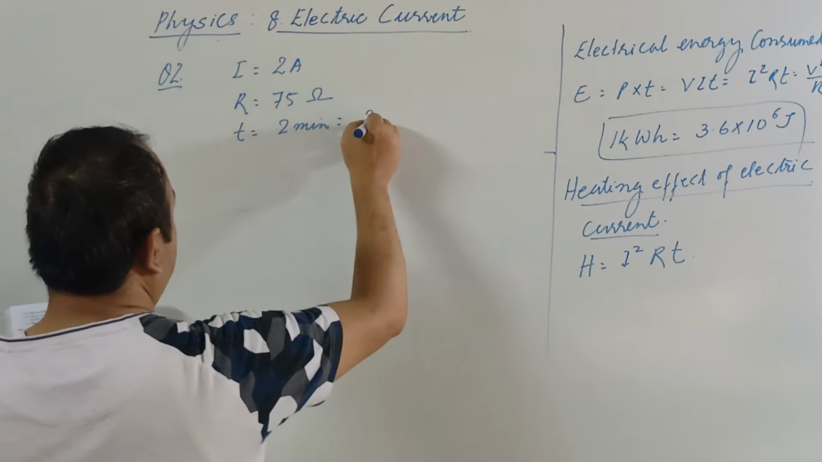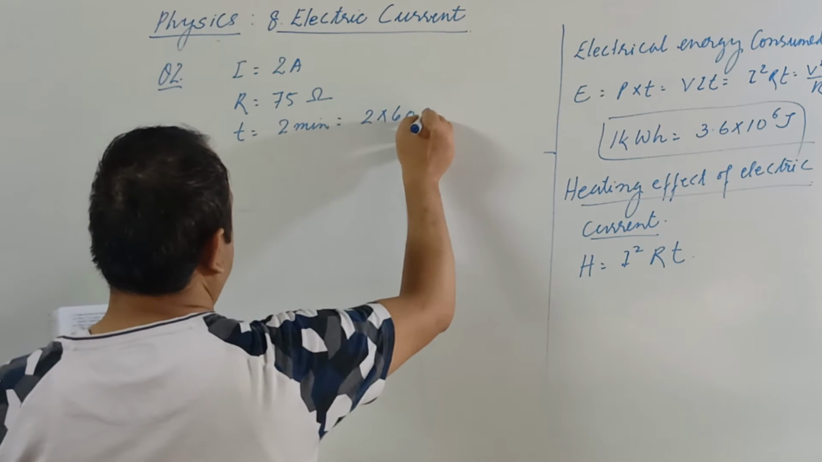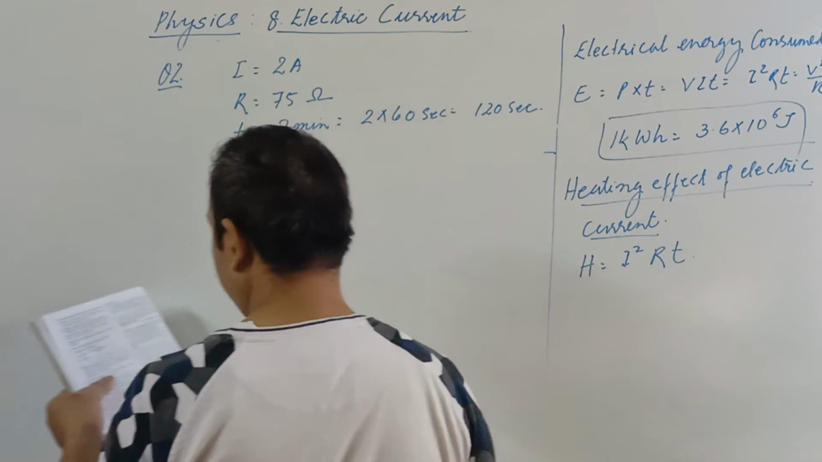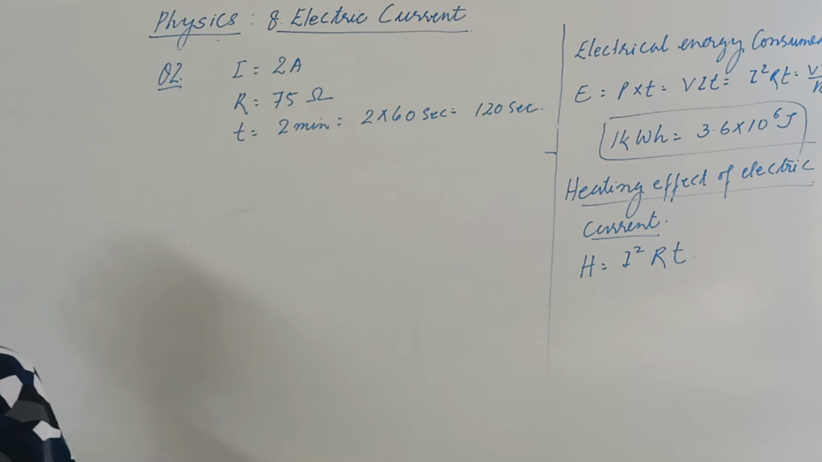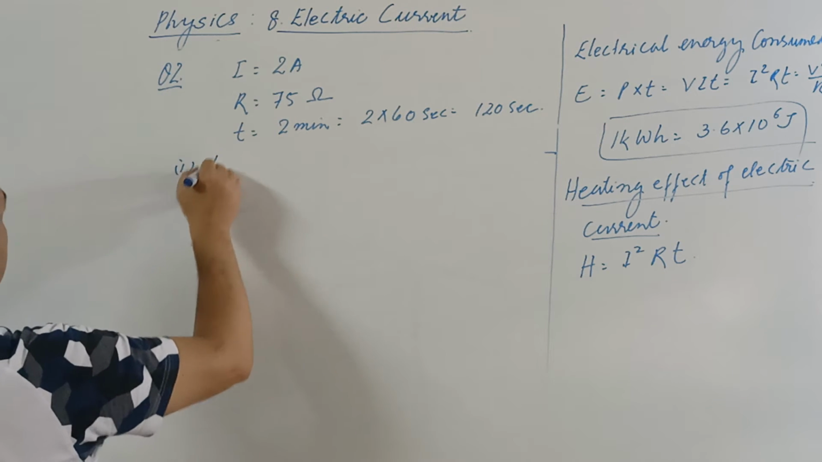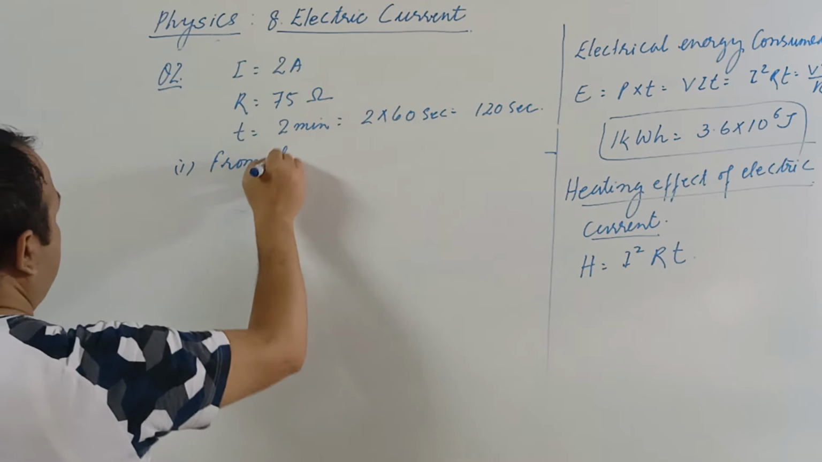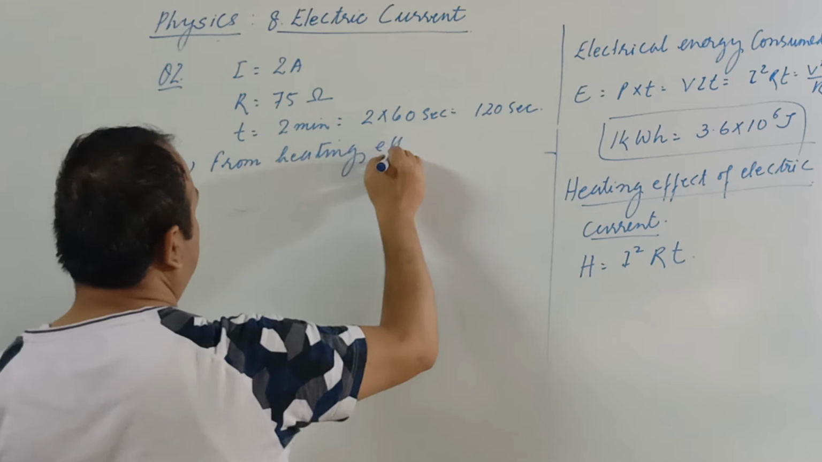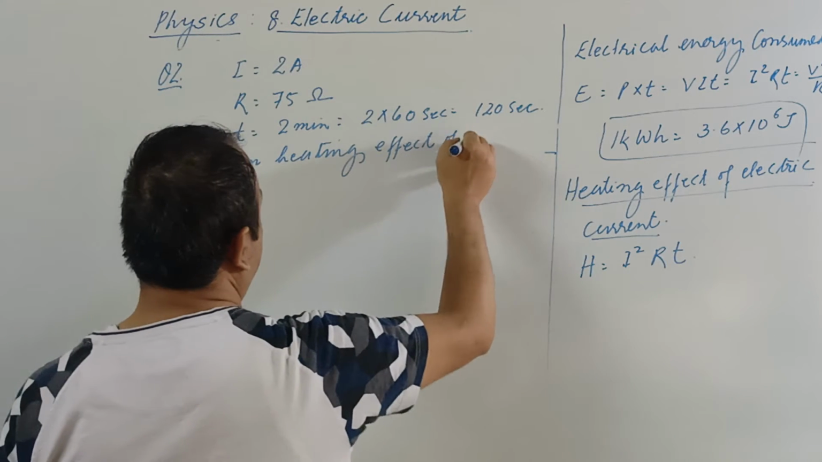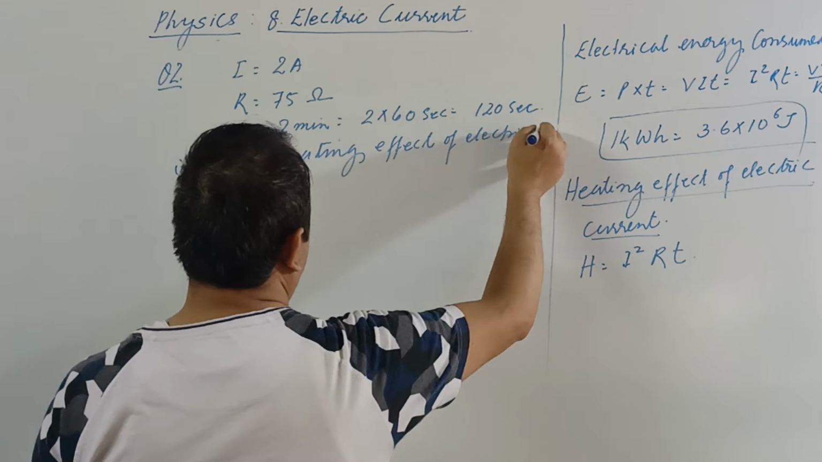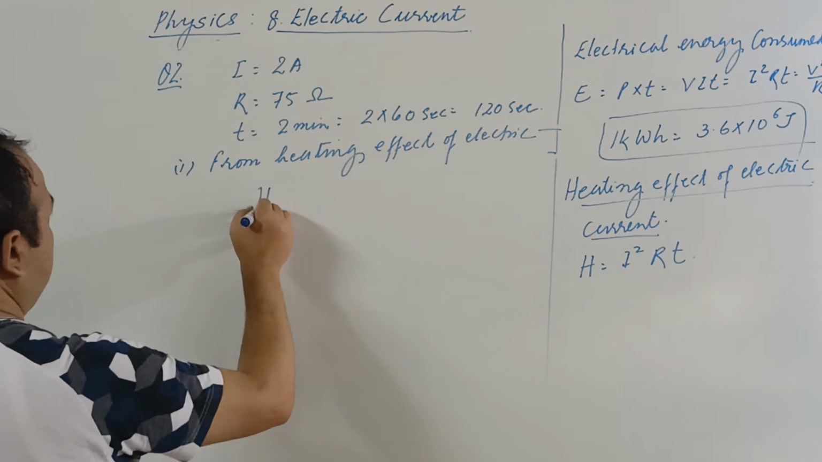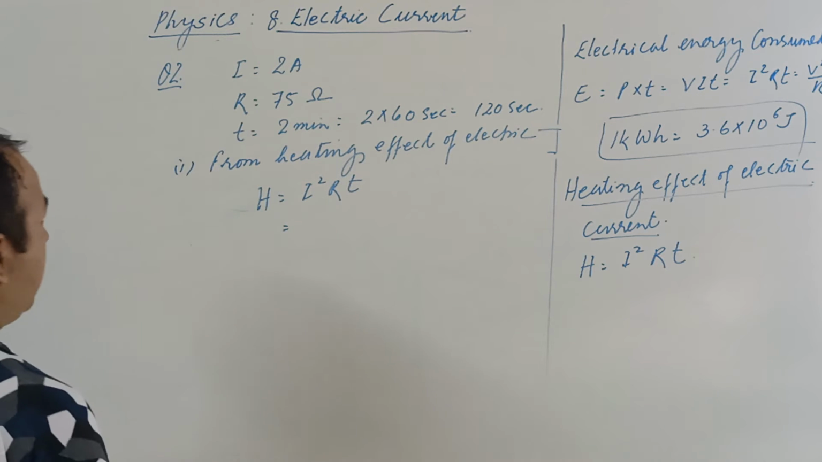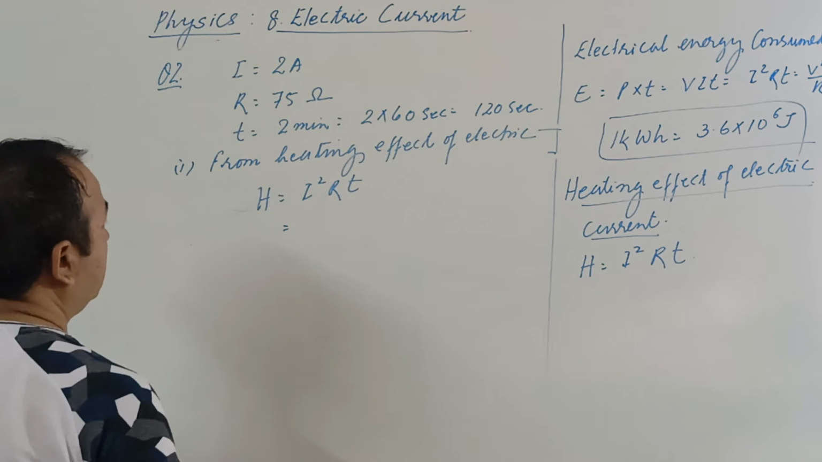Time should be in seconds, so 2 into 60 seconds, which is equal to 120 seconds. Then how much heat energy is produced? From Joule's law of heating, or from the heating effect of electric current, we know that the heat produced is equal to I square R T. I is given, R is given, T is given, so we can apply this formula to get the value.